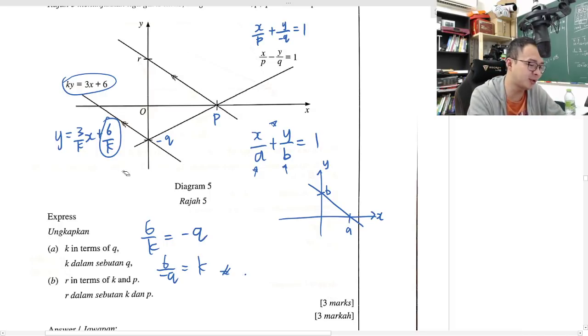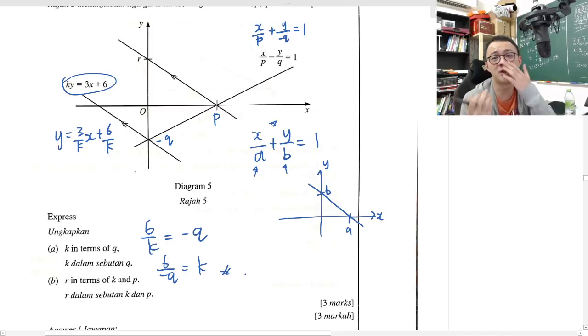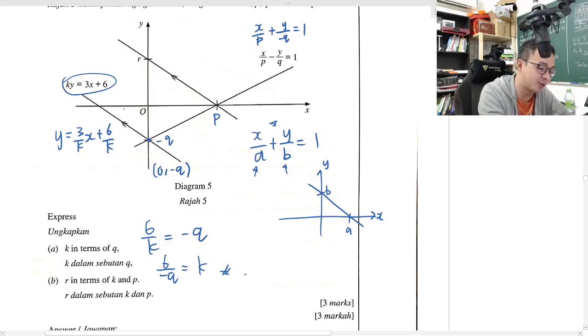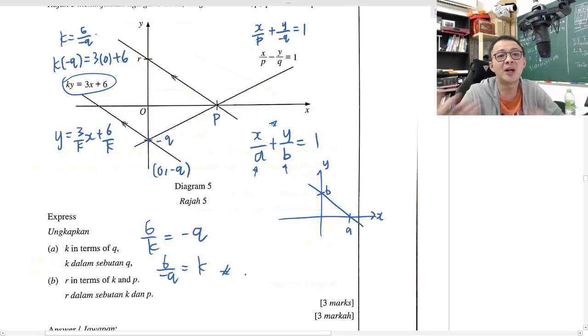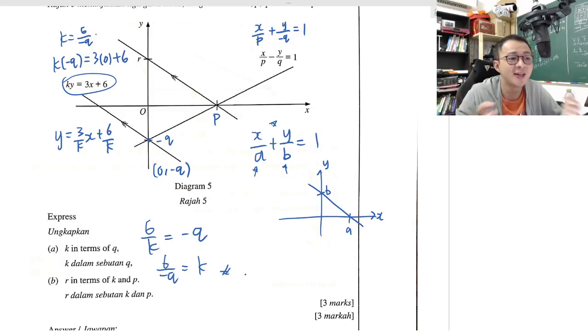Okay, if you do not want to rearrange it, you can substitute the coordinate into that. I believe you get the same value also. This coordinate is 0, negative q. So if I substitute into here, I believe I still get the correct answer: k times negative q, 3 times 0 plus 6. So therefore, k is still 6 over negative q. You can do either one. But what I'm doing is I rearrange the equation into y equals mx plus c, then after that I compare the c, because c is the vertical intercept.